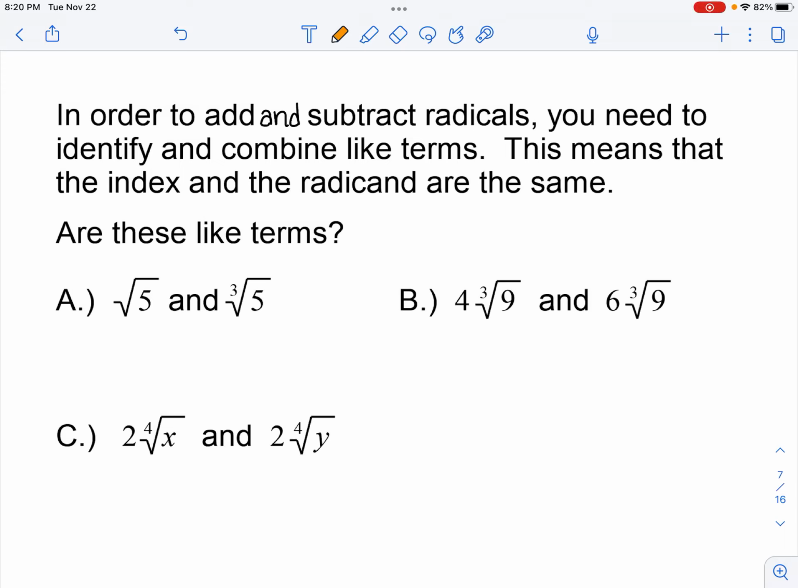Now that we know how to simplify radicals, we need to take a look at radical operations. So we need to be able to add, subtract, multiply, and divide. In order to add and subtract radicals, you need to identify and combine like terms, just like you would with any other expression, right?